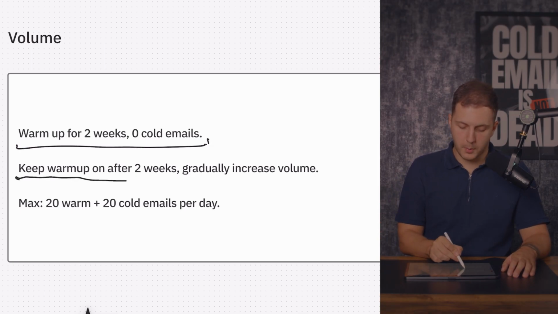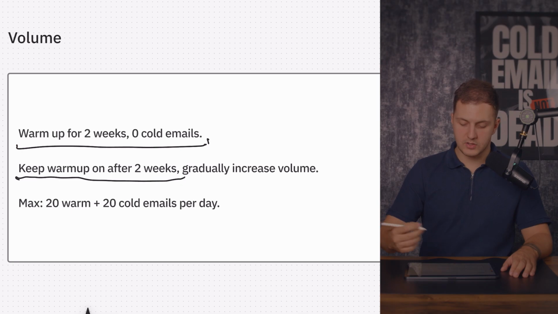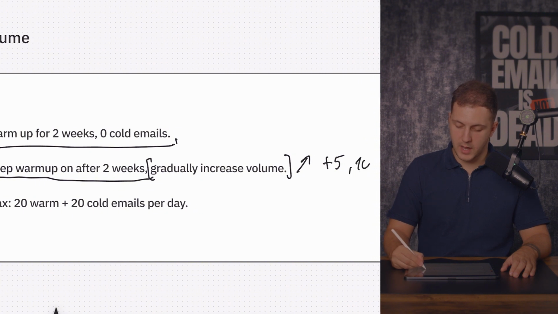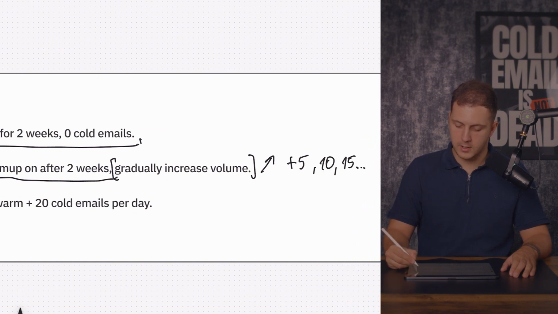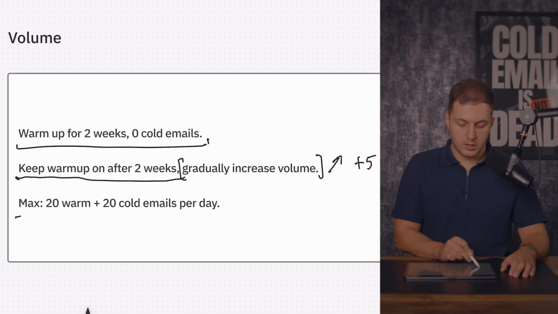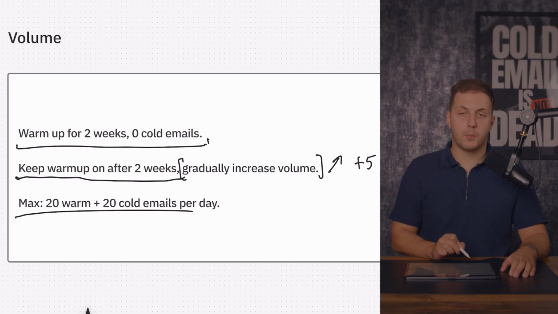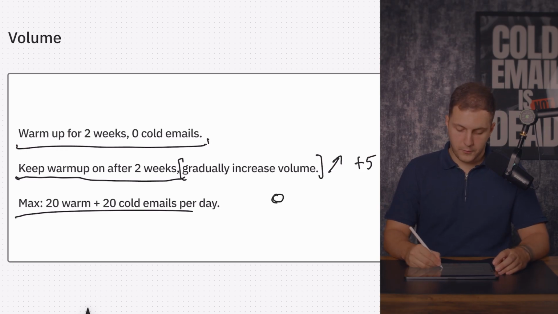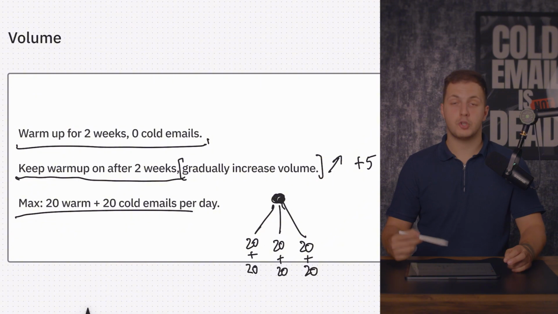You want to keep your warm up active even after 2 weeks, and you want to gradually increase the volume of your cold email. We usually send 5 emails in the first week, then we send 10 emails and 15, and finally we get to 20 emails per day per email account. So the overall maximum is 20 warm-up emails and 20 cold emails per day per email account. So if you have a cold email dedicated domain, and you have 3 email accounts, you want to send 20 plus 20, which is in total 40 emails per email account.